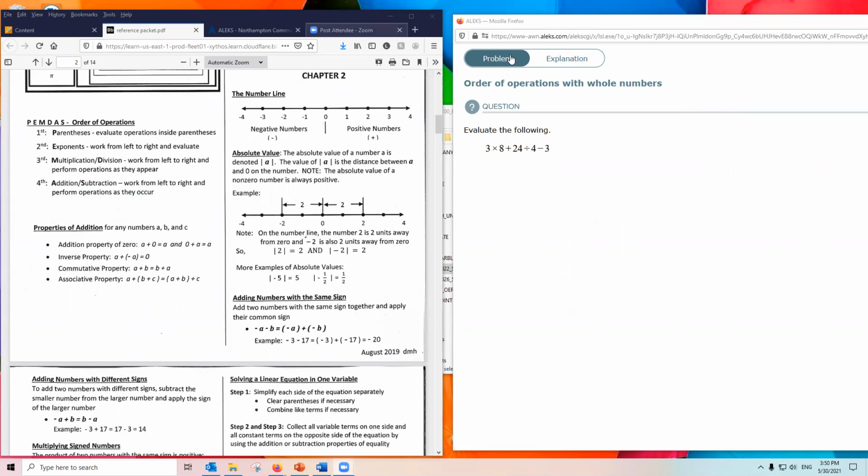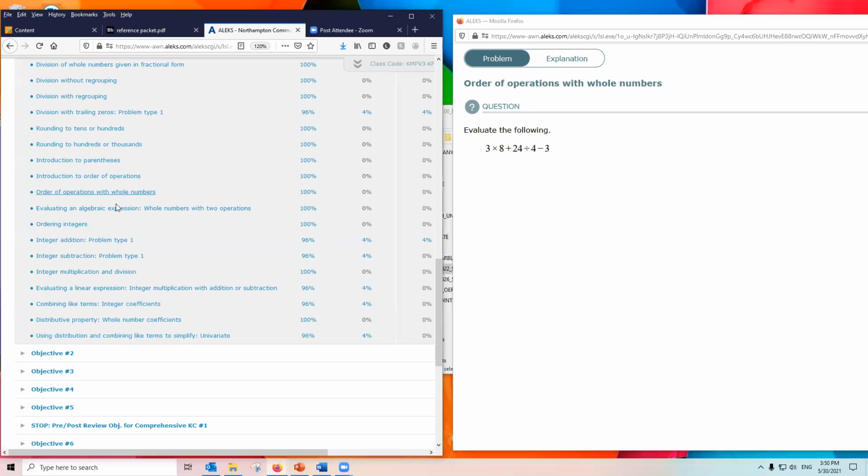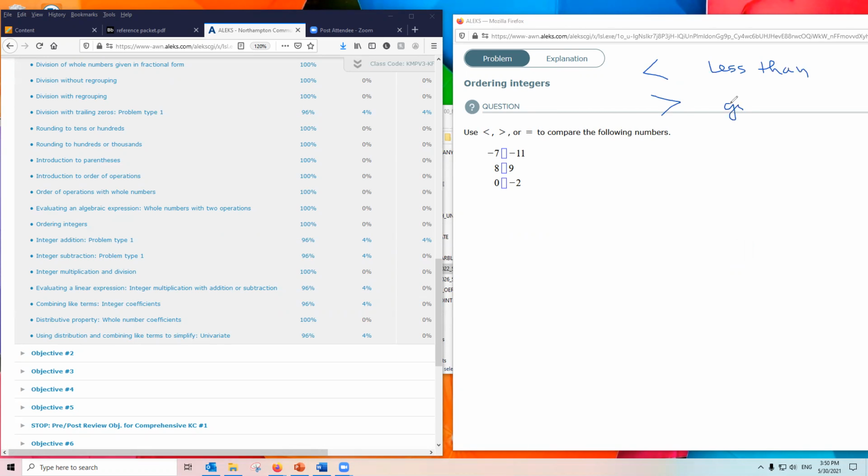All right, I'm going to go back to Alex. Let's do another example. But here's one, ordering integers. All right, so what this is going to ask me to do is in these blue boxes, I should either put a less than sign, a greater than sign, or an equal symbol in the blue box.